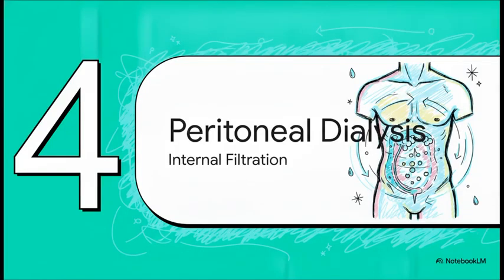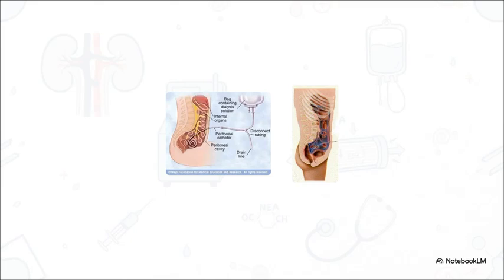Section 4, Peritoneal Dialysis, Internal Filtration. What if, instead of relying on an external artificial machine, we harness the patient's own natural anatomy? Now, what's really interesting about this slide is how we utilize the body itself. Instead of piping blood out of the body and through some plastic tube filled with synthetic fibers, we use the natural lining of the patient's abdominal cavity, the peritoneum.